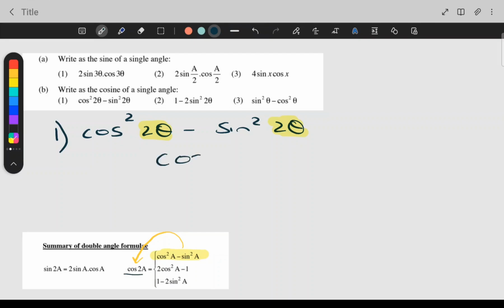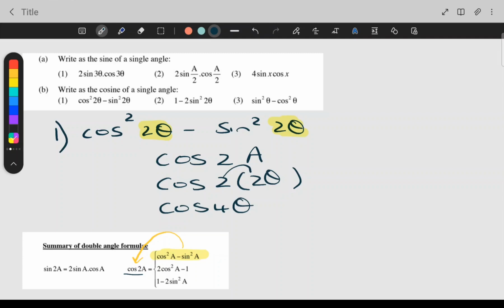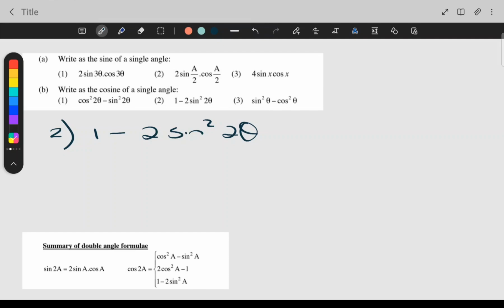So let's write cos 2a. But I'm not busy with a. I'm busy with the highlighted angle, which is 2 theta. So this becomes cos, this times this, 4 theta. And there, you simplified it. Number 2, here we have 1 minus 2 sine squared 2 theta is this double angle over here.